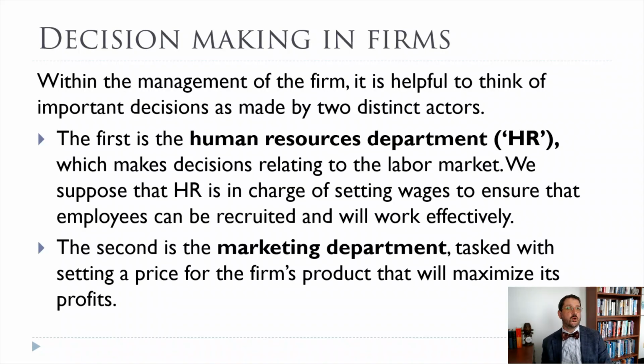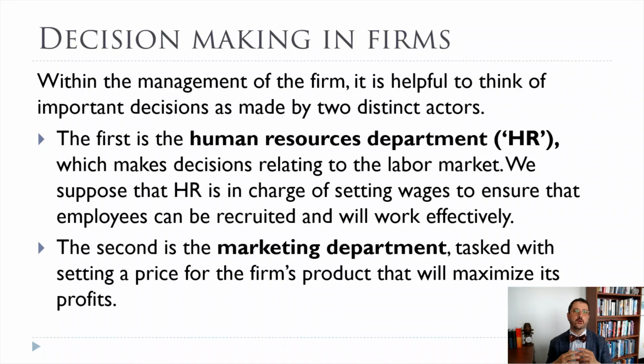All right, so the way the book motivates this discussion is by thinking about two departments within the firm. On the human resources, or HR, side, they're trying to figure out, how many workers do we need and how much do we have to pay them in order to get them to work effectively? And so that's going to be the wage side. The other is the marketing department, which is really what we talked about in microeconomics: how much should we produce and how much can we charge that maximizes our profits?